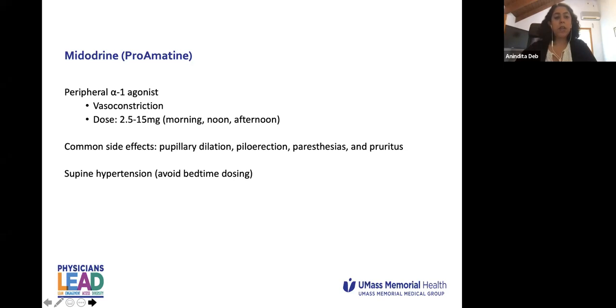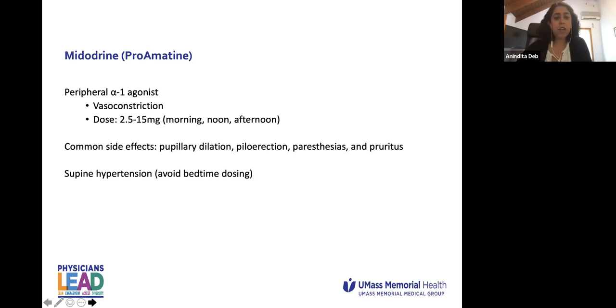So midodrine, the brand name is ProAmatine. It's a peripheral alpha-1 agonist, which basically means that it works on blood vessels. And this works to constrict the blood vessels so that the pressure goes up, again, because the goal is to bring up the blood pressure in these cases. And the dose, there's a range. There's 2.5 milligram tablets is the lowest dose. And usually, again, this may be dosed in the morning, at noon, and in the afternoon, usually not past 4 p.m. because of that same potential supine hypertension side effect.